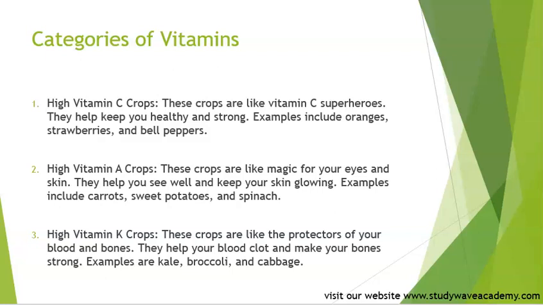Okay? Then high vitamin K crops. These crops are like the protectors of your blood and bones. They help your blood clot and make your bones strong. Examples are kale, broccoli, and cabbage. So all these crops are classified into the amount of vitamins they provide.